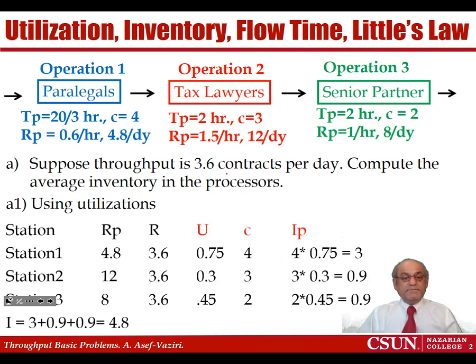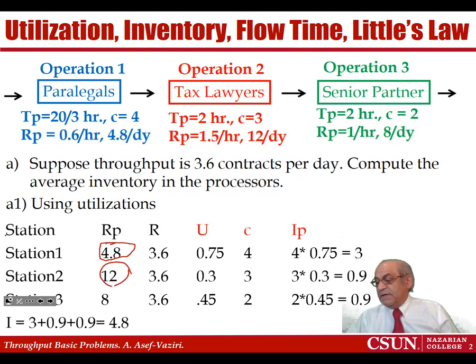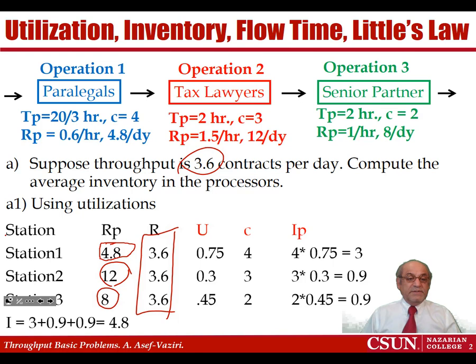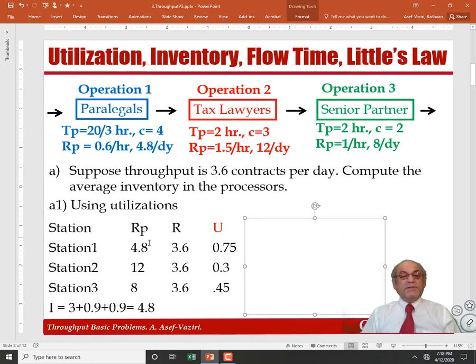Station 1 has 4.8 capacity, station 2 capacity of 12, and station 3 capacity of 8. And the problem says throughput is equal to 3.6. So throughput for all of them is 3.6. These are utilizations. So we have utilization of all resources. And we want to know how many flow units are in each resource pool.